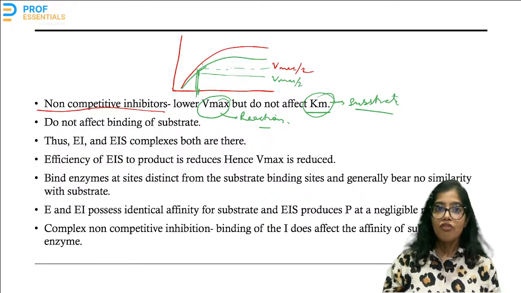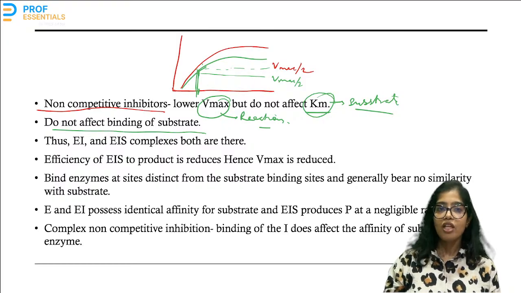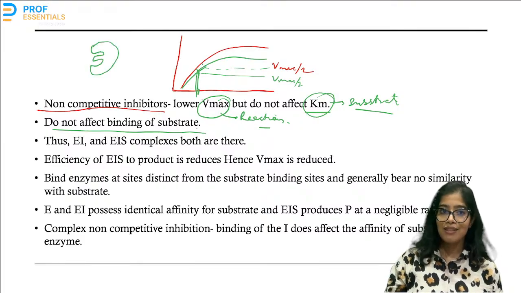Therefore, in simple non-competitive inhibition, there is no effect on the binding of the substrate. The substrate is going to normally bind the enzyme as it did.